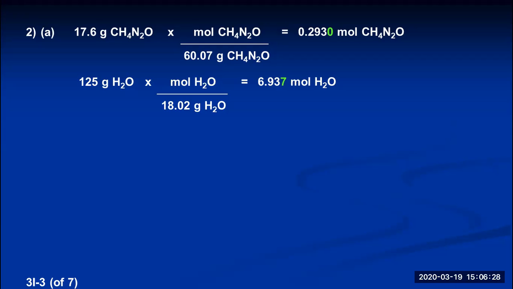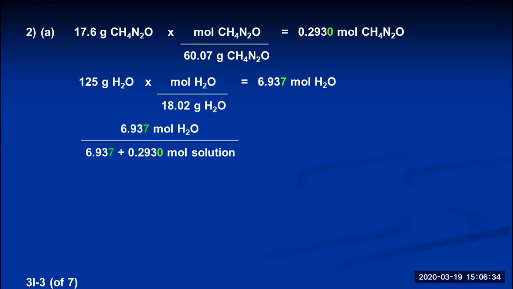We have the moles of the two components, and to calculate the vapor pressure of the solution, we first need to calculate the mole fraction of solvent. That's going to be the 6.937 moles of water divided by the total moles that make up the solution, giving us a mole fraction of 0.9595. Raoult's law now says multiply the mole fraction of your solvent by 21.1, and that'll give us the vapor pressure of this solution, 20.2 torr.